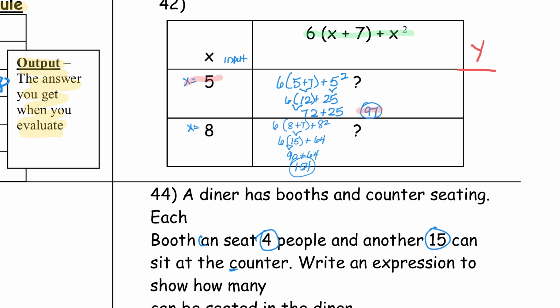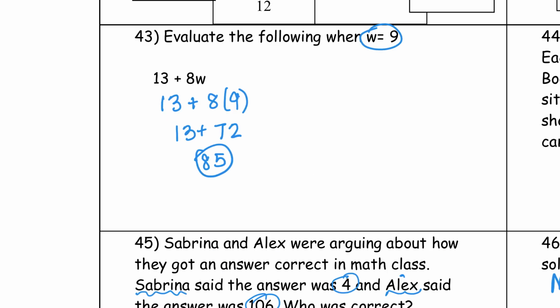When you get to the answer, you'll be proud because you'll most likely have the correct answer if you do one thing at a time. With x for here, your input when x is equal to 8, you substitute, your final answer is 154. Number 43 is a straight evaluation. You're going to use substitution, 13 plus 8w. You substitute in the 9 for the w, and your final answer is 85.